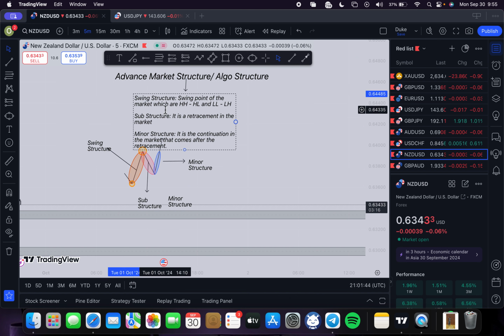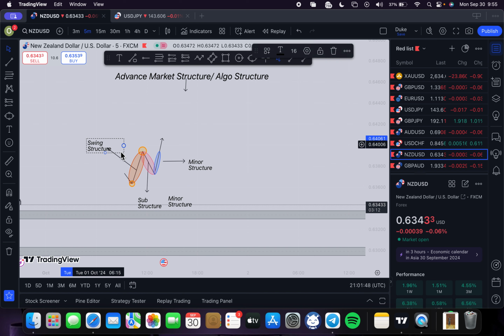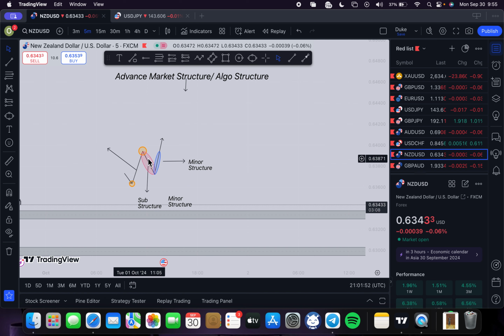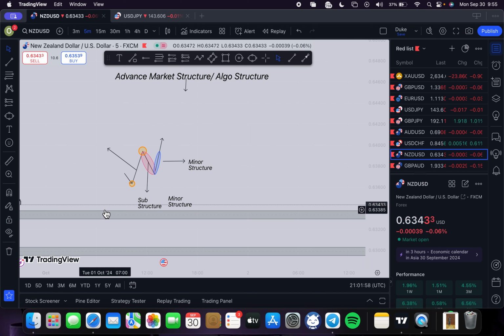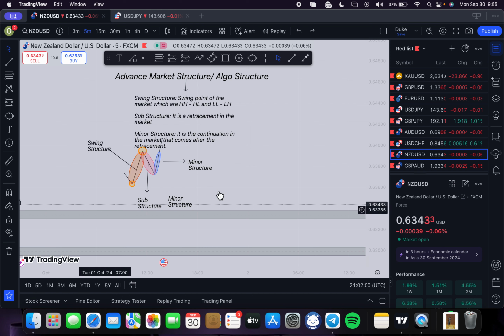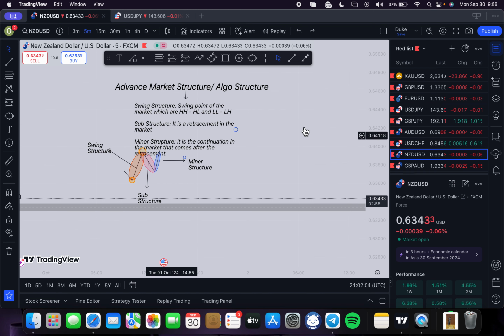This is not working like this. I don't want my screen to be messy. That's why I'm deleting all these things. So just hold on. Let me use another screen. Hold on. Let me use another screen. So let me just go towards this part.